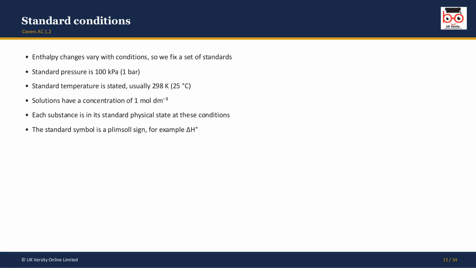Because enthalpy changes shift with the conditions, chemists agree on a fixed set of standards, so everyone's comparing like with like. Standard pressure is 100 kilopascals, that's 1 bar, and the temperature is usually stated as 298 Kelvin, which is 25 degrees Celsius. Any solutions are at a concentration of 1 mole per cubic decimeter, and each substance is in its normal physical state under those conditions. We flag a standard value with a little plimsoll symbol on the delta H.